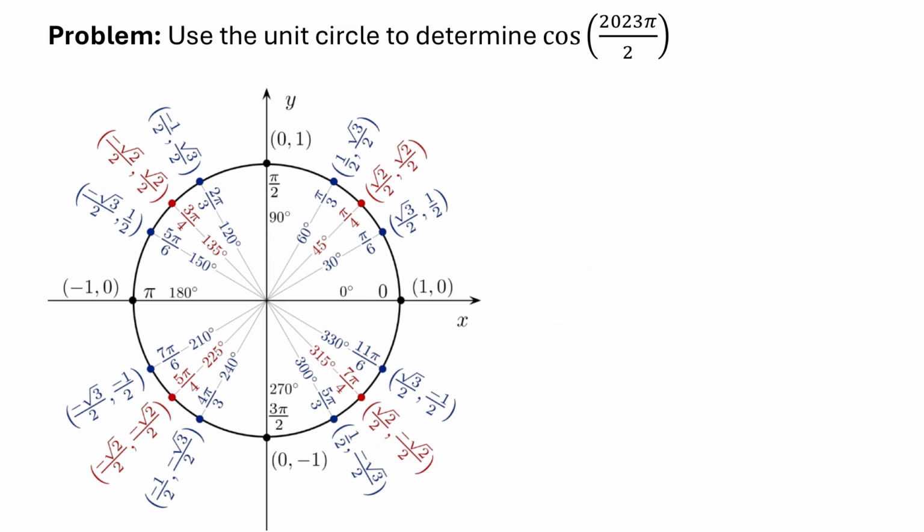Okay, let's do a really fun one. We have cos of 2023 pi over 2. Now this one, it's pretty large. You're going to have to subtract a lot of groups of 2 pi. You might have to be a little bit clever with how you do it, but go ahead and pause the video and give it a try.